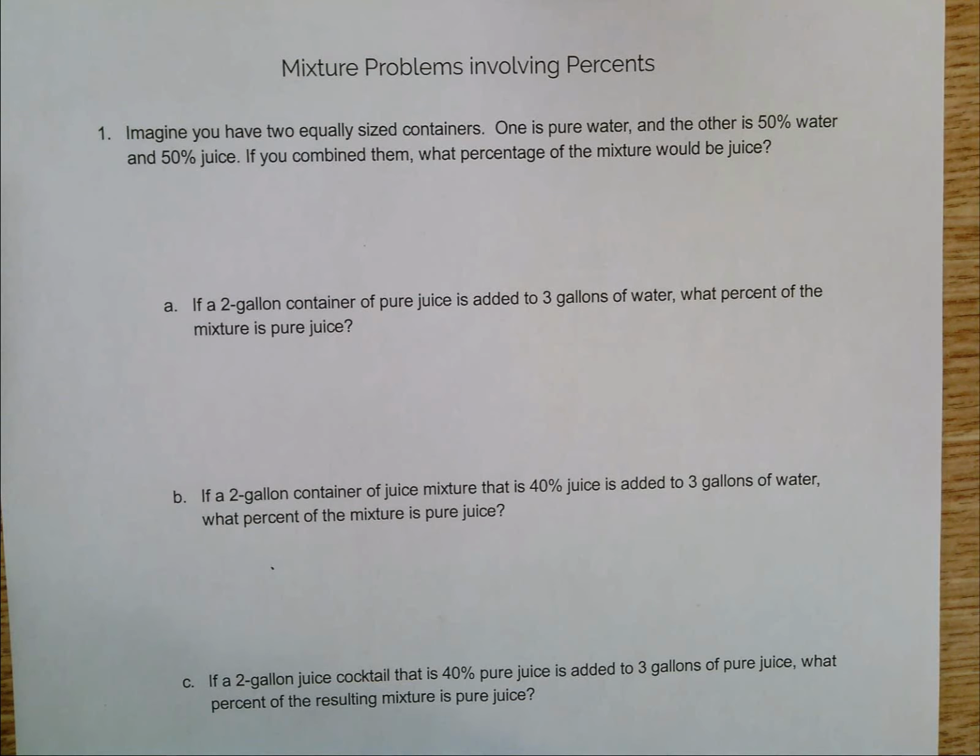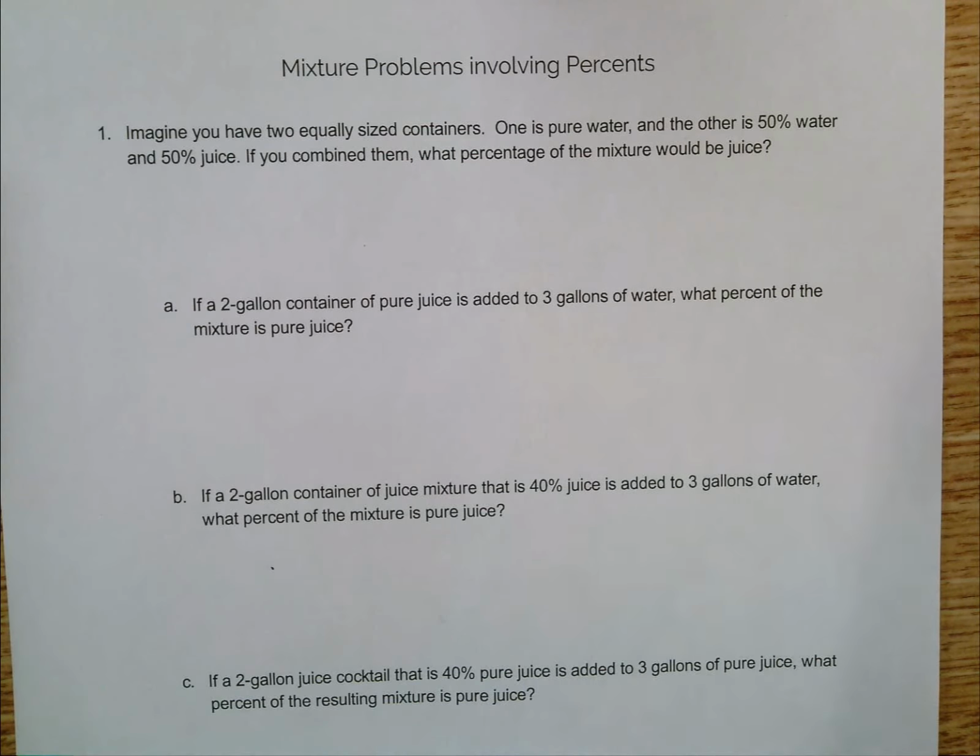Mixture problems involving percents. Imagine you have two equally sized containers. One is pure water, and the other is 50% water and 50% juice. If you combined them, what percentage of the mixture would be juice?